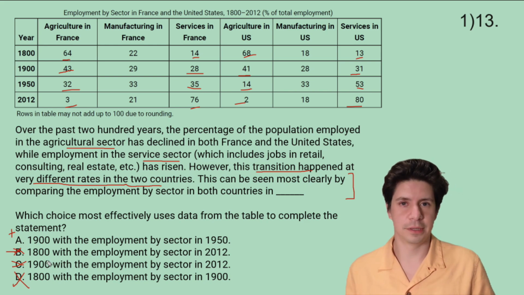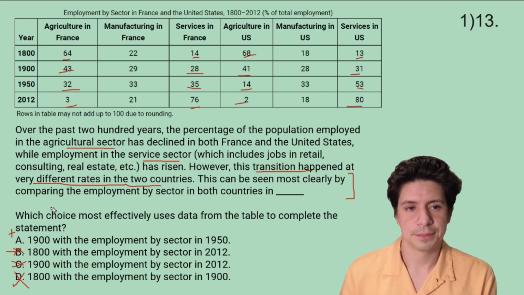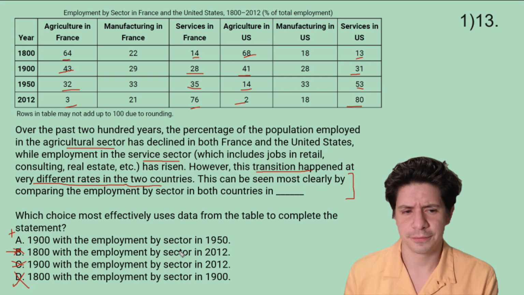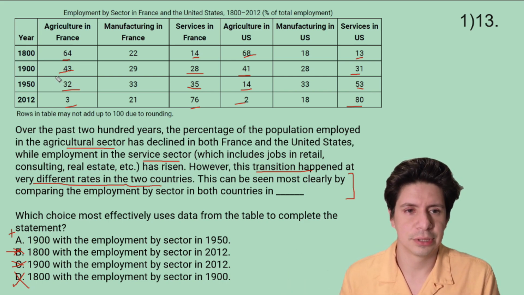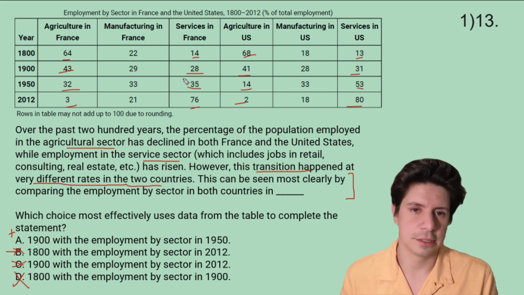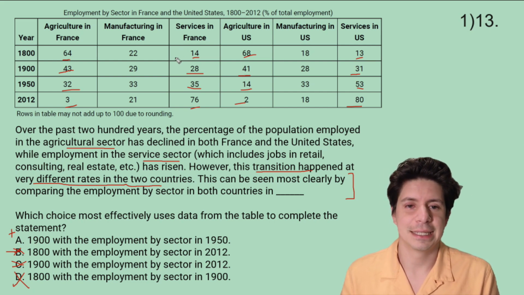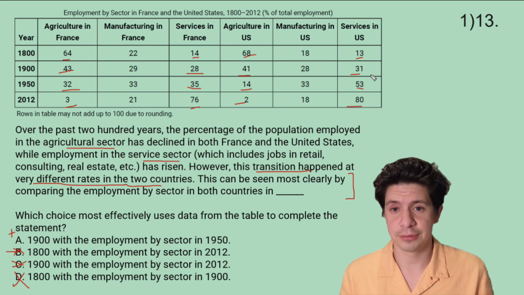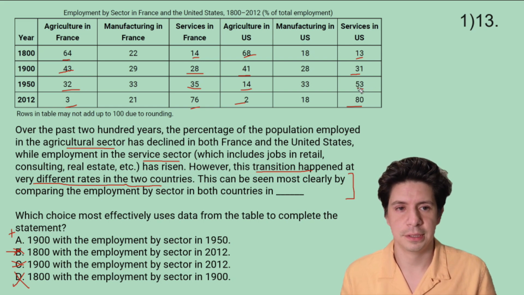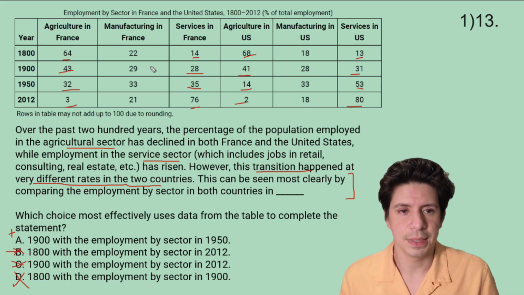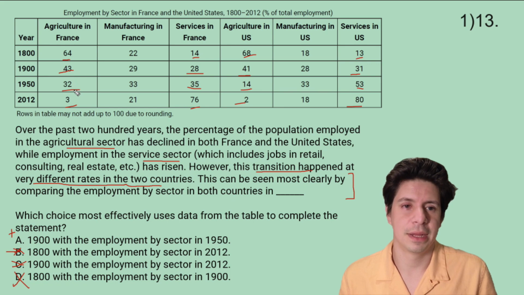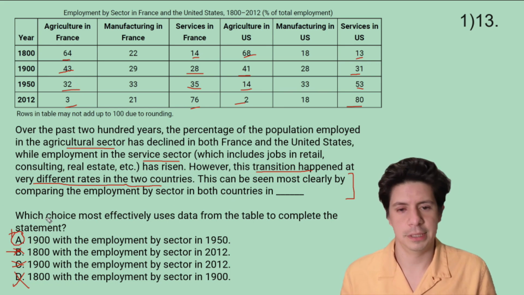So this is a nice quick one, relatively, for command of evidence, because I think there are just fewer words in the answer choices. It's more clear and the chart's nice. So in 1900, they were about the same, 43 to 41 and then 28 to 31. But then in 1950, the US has undergone a big change where services has jumped up by 20%, and France has only gone up by 7%, and agriculture has gone down by 27% in the US, and agriculture has only gone down by 11% in France. So it is A.